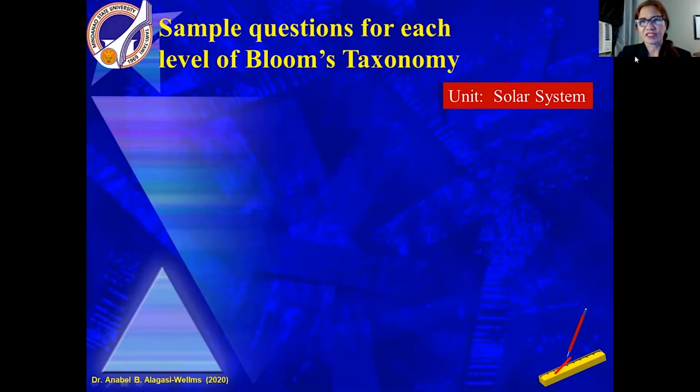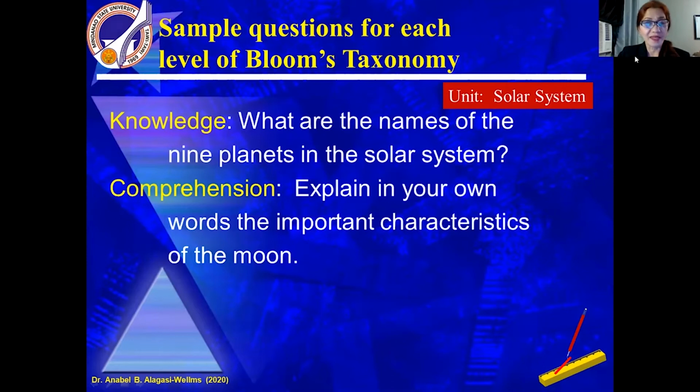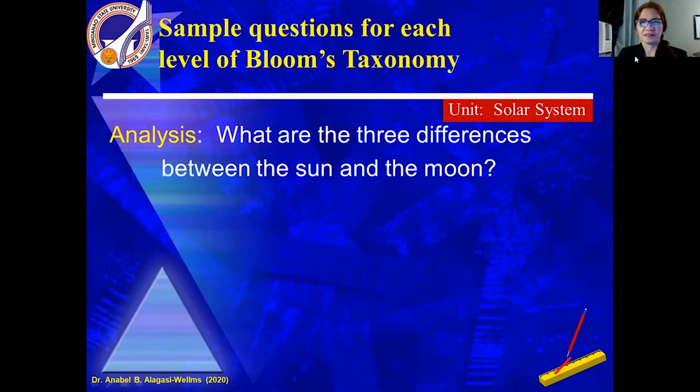My example for this particular session on classroom assessment is on solar system. The topic is on solar system. So for the knowledge question example, what are the names of the 9 planets in the solar system? This is a low-level question. And then comprehension, explain in your own words the important characteristics of the moon. This is on comprehension. Second level. Third level is application. How could you determine the distance between the Earth and Mars? So the application.